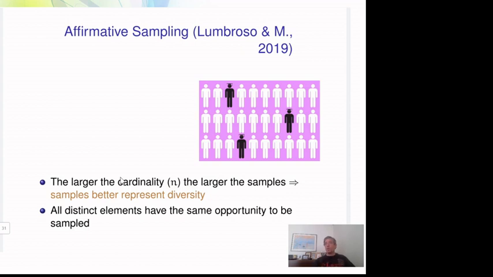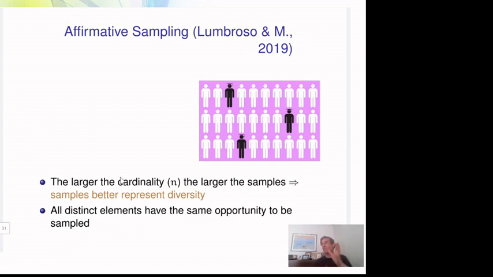In this work, we propose to use affirmative sampling, which was formalized 2 years ago, although the algorithm has been around already for a while. And in affirmative sampling, what we have is a small change so that it guarantees that the larger the cardinality is, the larger the samples will be, at least on expectation. So in this sense, the samples represent better the diversity of the set. And as before, all distinct elements have the same opportunity to be sampled.